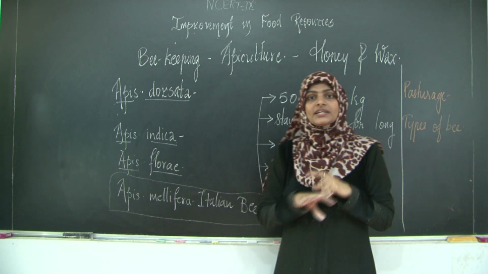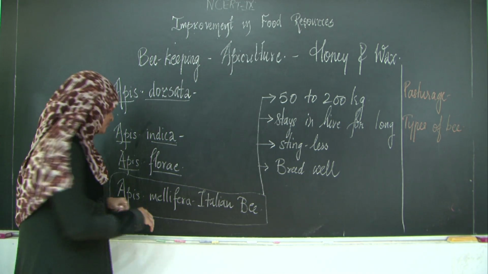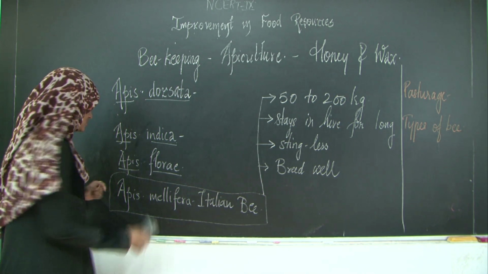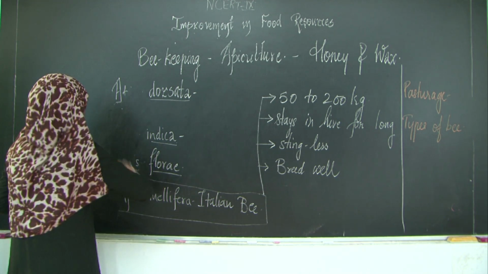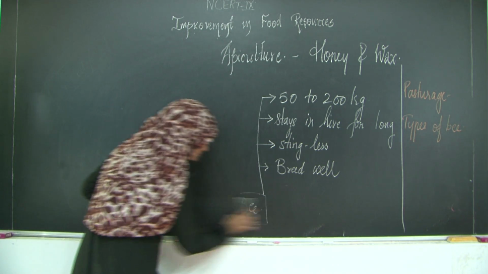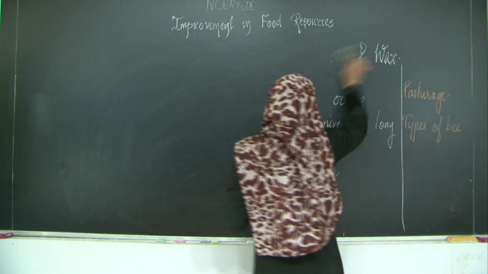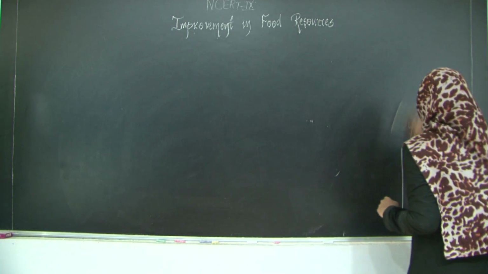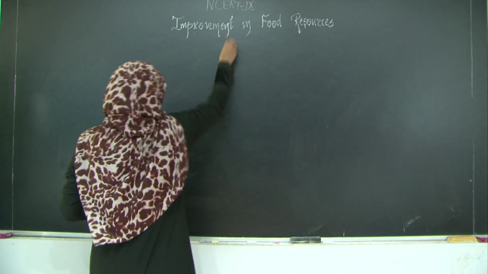Let us recapitulate the whole chapter, starting from plants, and how they are enhanced as a food resource. I will be doing this with the help of a flow chart, so that it becomes easier for you all to make a note of the different aspects which we studied in plants as well as in animals. Okay.